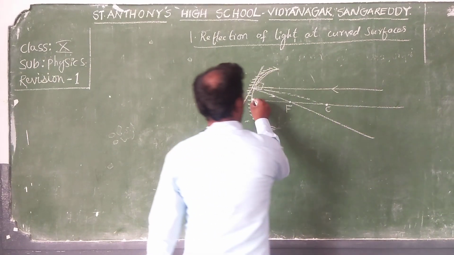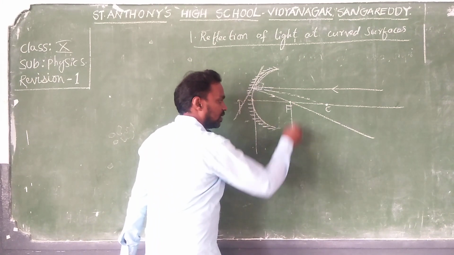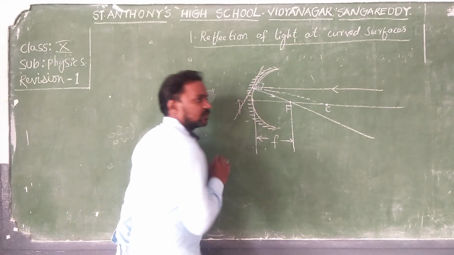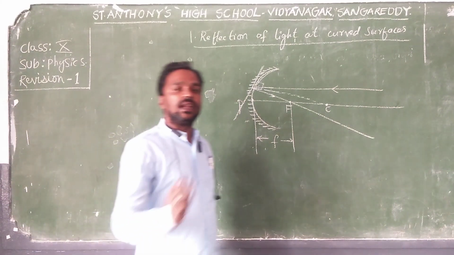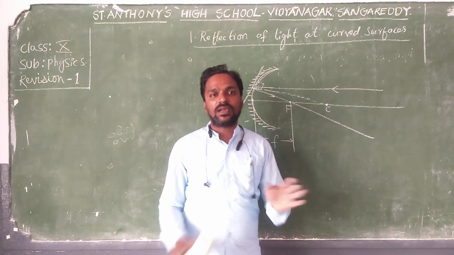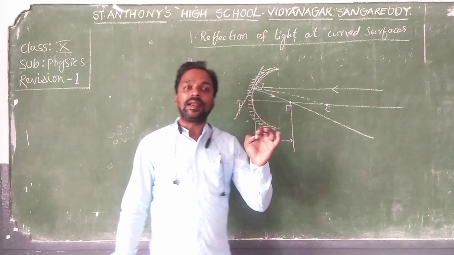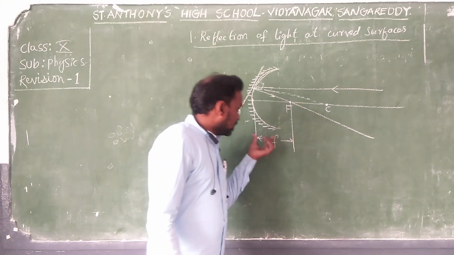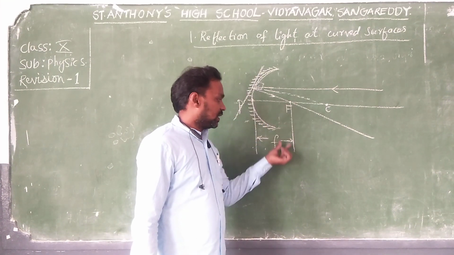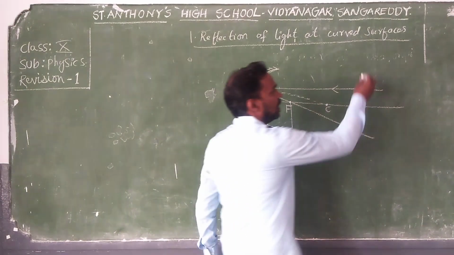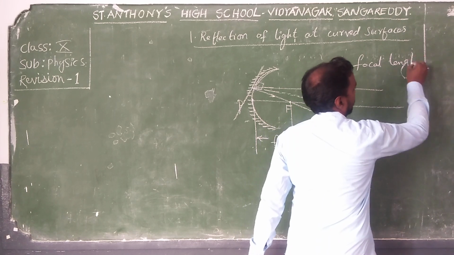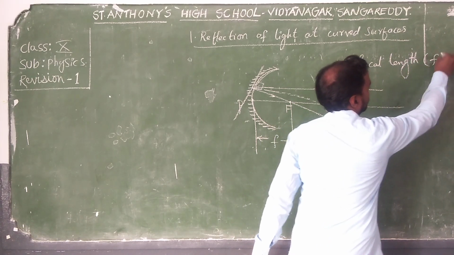The distance between the pole and the focus is called the focal length, denoted by the small letter f. The CGS unit of focal length is centimeters, and the MKS unit is meter. The distance between the pole and principal focus is called the focal length of the mirror, denoted by small f.